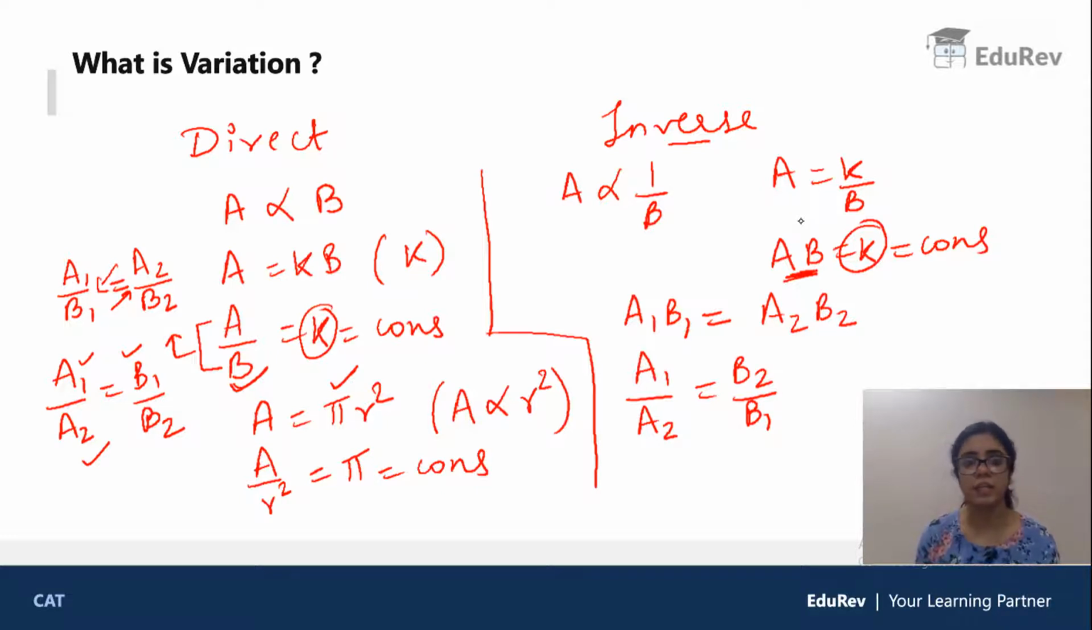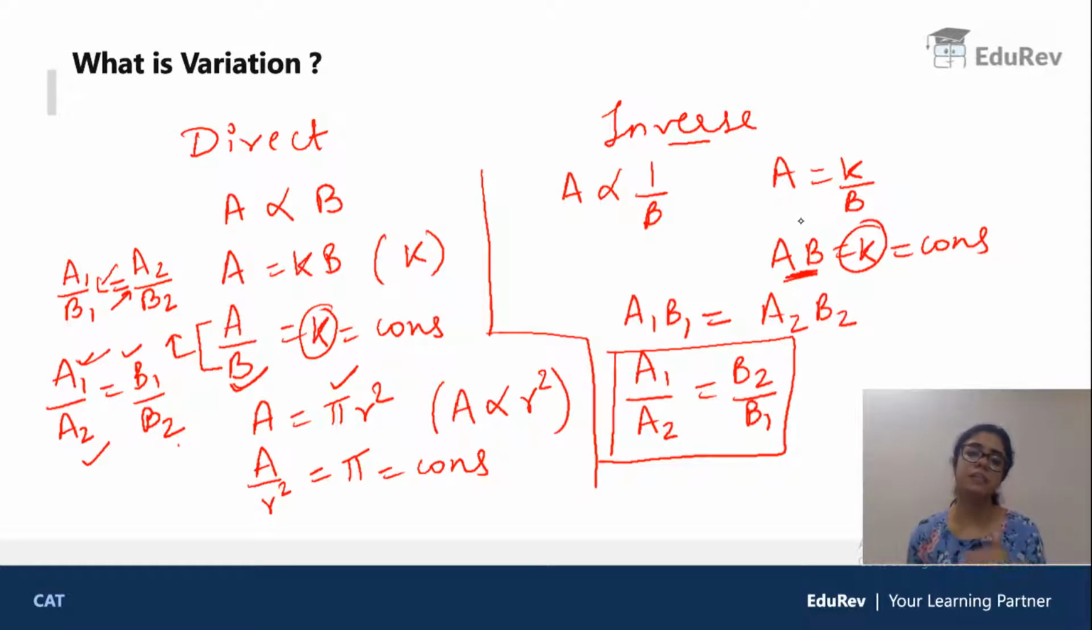So here, see what is happening. Here you had a direct relation, a1 by a2 is equal to b1 by b2. Here you have a1 by a2 is equal to b2 by b1. Again certain values will be given. One of the values will be unknown and you have to find the unknown value. So this is what is inverse variation.